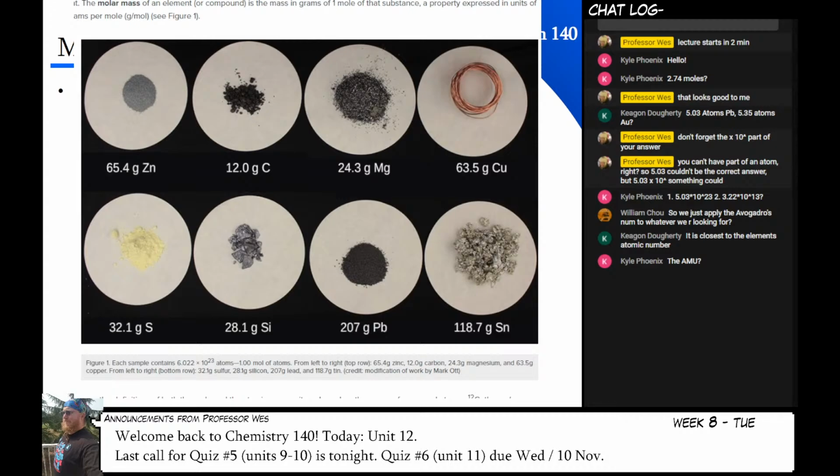We have defined the AMU in such a way that it is also equal to the number of grams in 1 mole of substance.